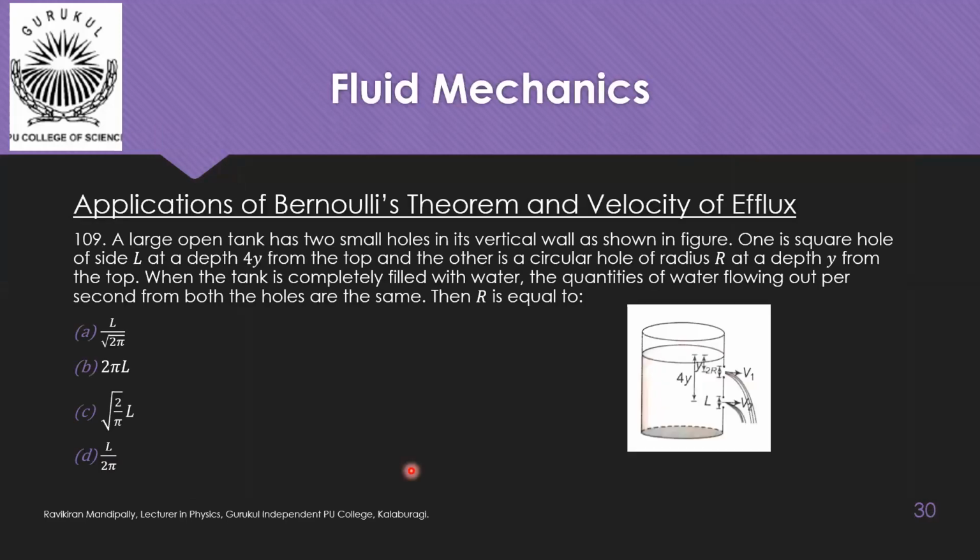Question number 109. A large open tank has two small holes in its vertical wall as shown in figure. One is square hole of side L at the depth 4y from the top, and the other is a circular hole of radius capital R at depth y from the top. When tank is completely filled with water, the quantities of water flowing out per second from both holes are same. Then capital R is equal to.